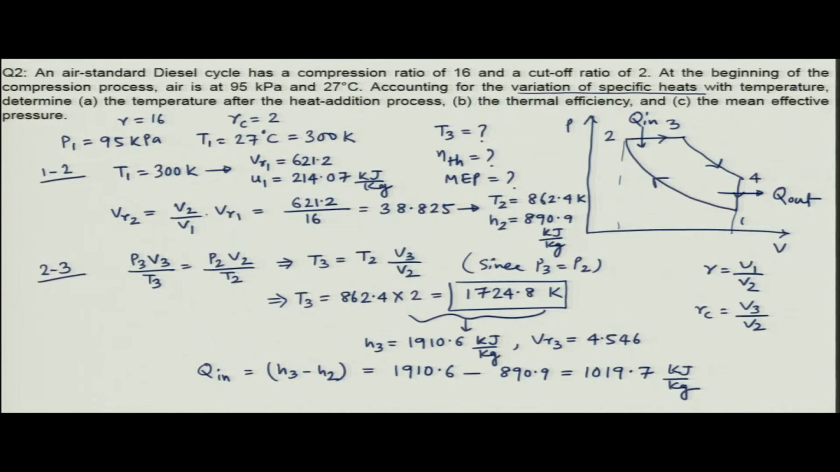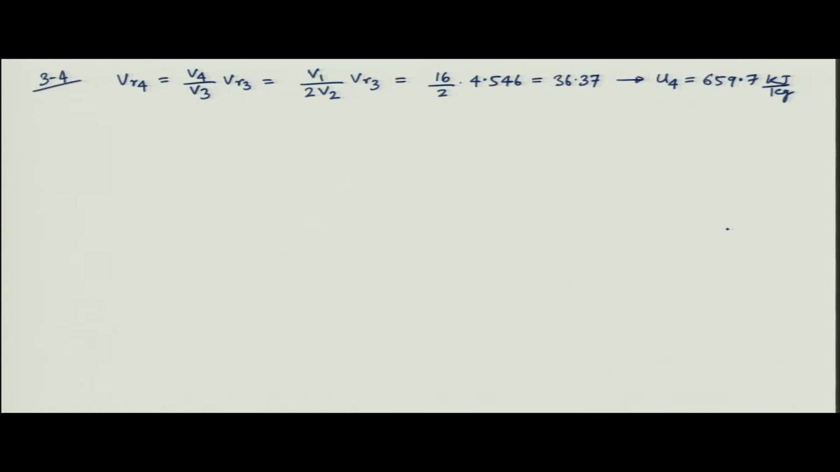Now, if you refer back, this is the heat rejection process and it is happening at constant volume. So, we will have to take the internal energy, and Q out will be U4 minus U1. U4 is 659.7 and U1 was 214.07. So, finally, you will get Q out as 445.63 kilojoule per kg. So, that is the Q out.